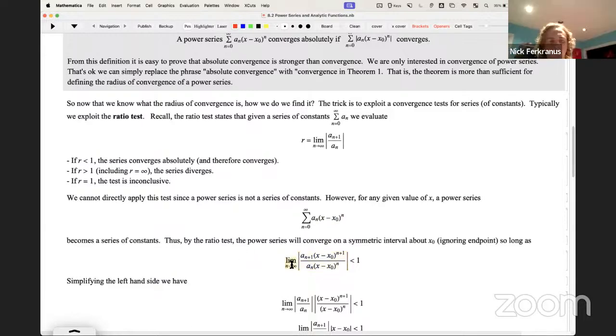And I'm going to take the limit. What I'm interested in doing is figuring out where it converges. So I'm going to set it less than 1. Okay, I'm going to force it less than 1. And then I'm going to rearrange the left-hand side and see if I can figure out where x has to lie in order for this to happen.